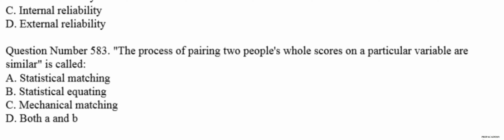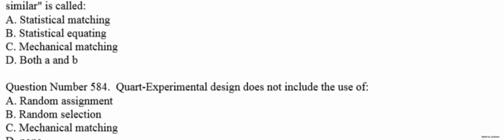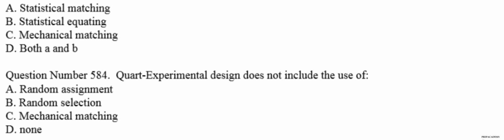The process of pairing two people whose scores on a particular variable are similar is called: A. Statistical matching. B. Statistical equating. C. Mechanical matching. D. Both A and B. The correct answer is option C, mechanical matching.